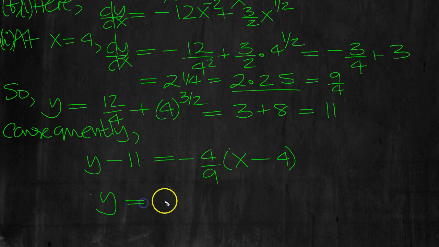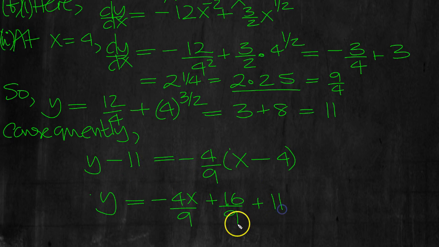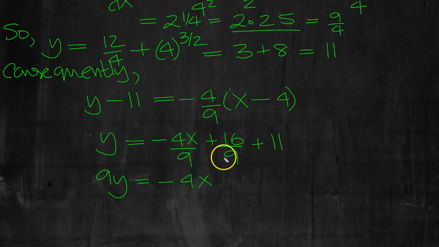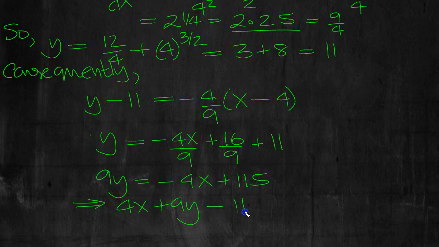I will move the 11 over, so it's minus 4x over 9, and then plus 16 over 9, plus 11. Okay, so I'm just going to tidy up a bit more. So 9y then is equal to minus 4x, and then it's 99 here when I've times by 9, plus 16 is 115. So finally then, move these two things over, 4x plus 9y minus 115 equals 0. That's easier on the eye in this form.